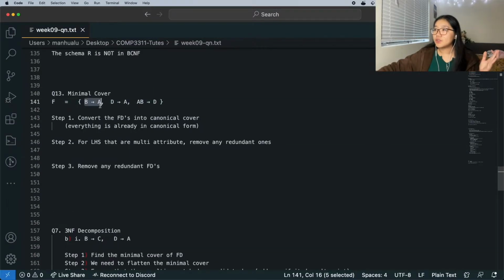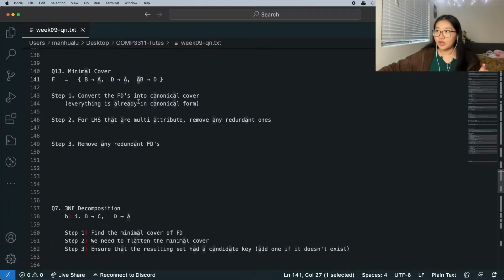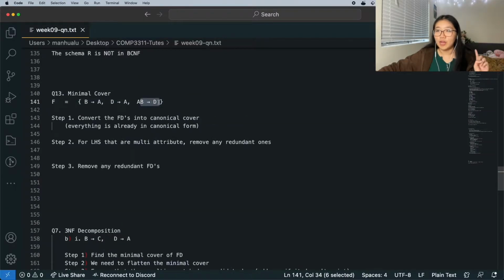So we can see that this one's fine, but this one, AB, is made up of 2 attributes. So we want to play around with this one. What you can sense in this is that having the whole AB give us D is not actually relevant.